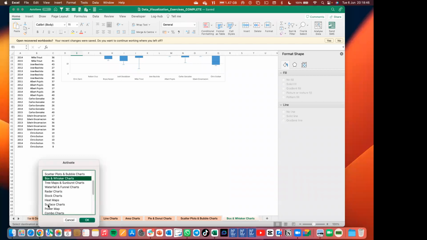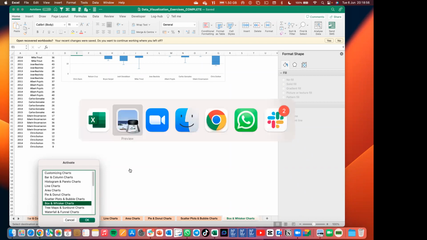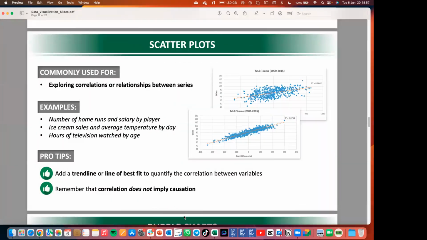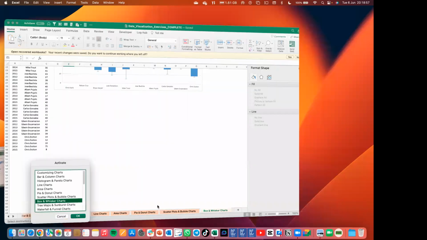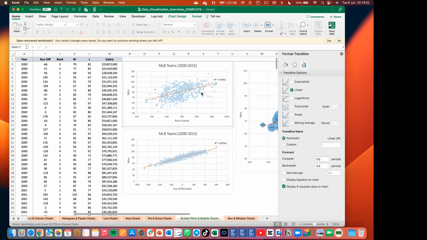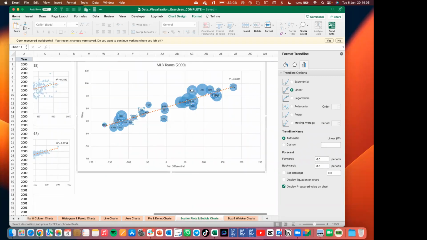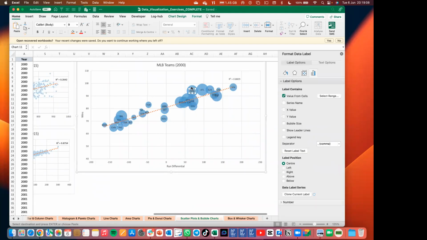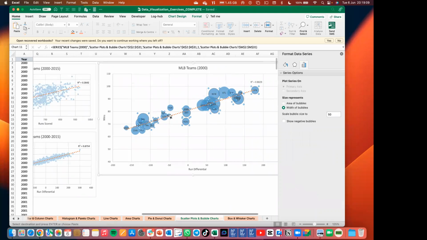Let me see if we have a bubble chart here. Oh no, we don't have a bubble chart. Okay. But it's good. Oh, it's here. It's here. Oh yeah, it's here.